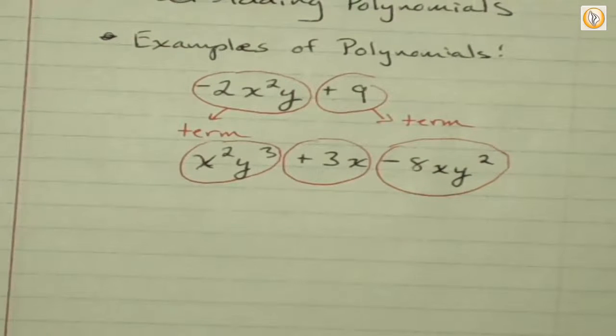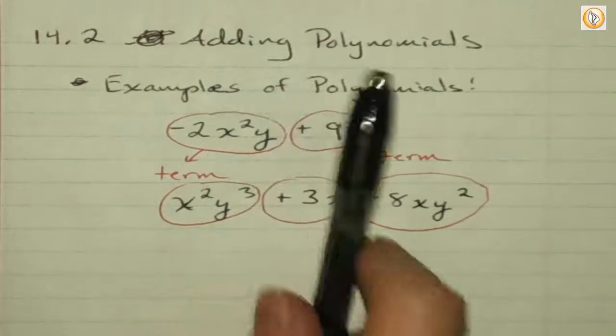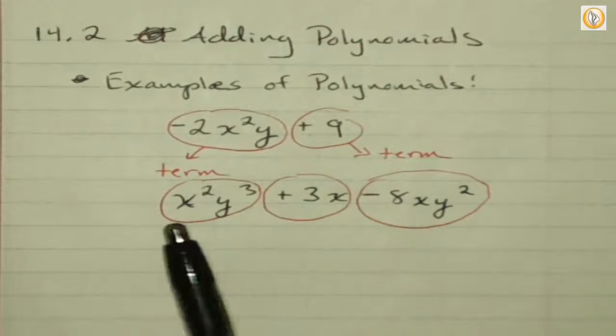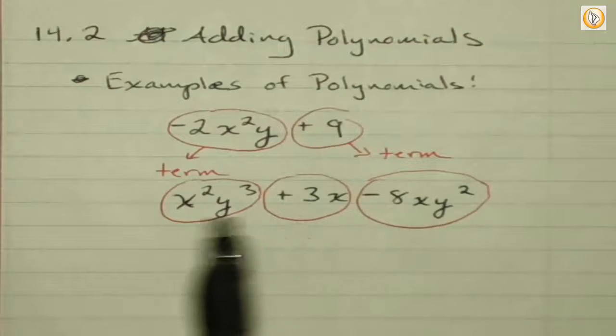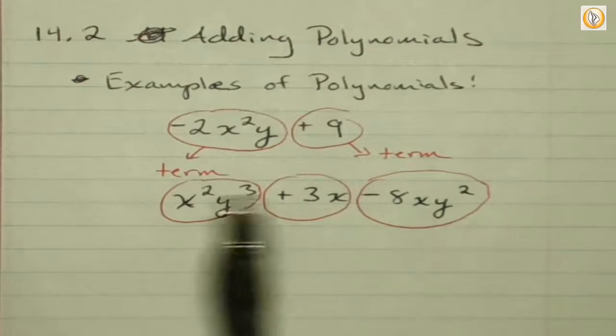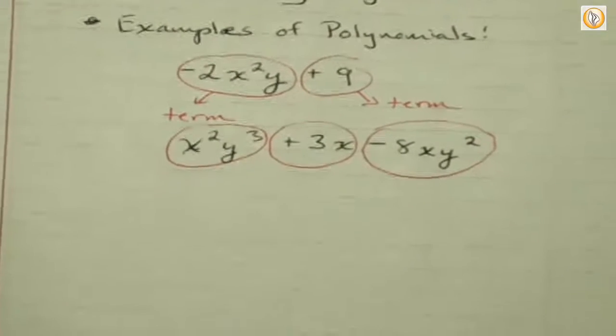Now, there are things in here like, no, I'm not going to get into that. I don't think you have to worry about any of that in here. No, you don't. Okay. So, when adding polynomials, I will tell you right now, none of these can be added or subtracted. You can't add or subtract any of these with each other because they are not like terms.